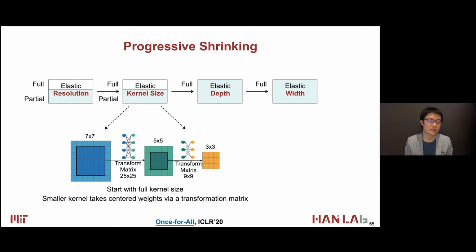For example, from 7x7 to 5x5, the transformation matrix has 25 weights. Different layers have different transformation matrix, but the same layer across different channels, you have the same transformation matrix. Okay, this slightly adds the accuracy. And from 5x5 to 3x3, we have a 9x9 transformation matrix that transforms the center of the 5x5 layer into the 3x3 layer.